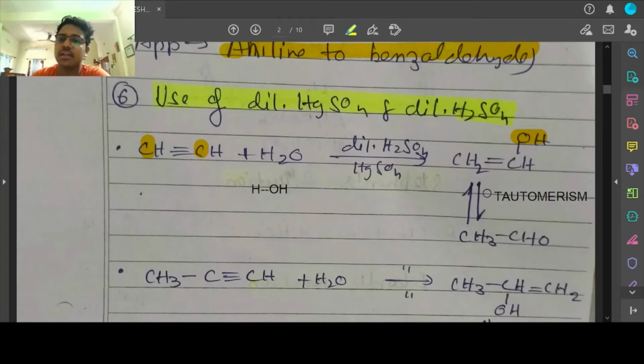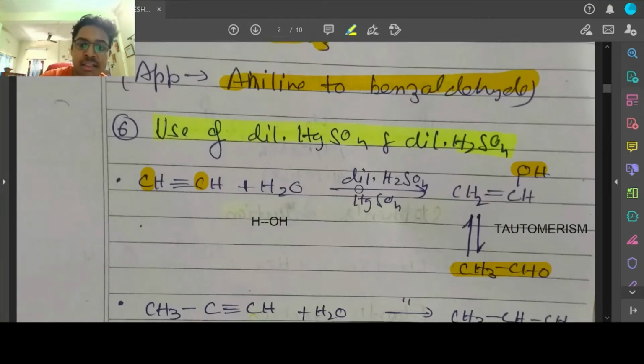This one double bond. So CH3-C=O-H gives a CHO group. C=O-H gives the CHO group, giving CH3CHO. You might know this from class 11 organic chemistry. What is tautomerism? This conversion to CH3CHO is tautomerism.